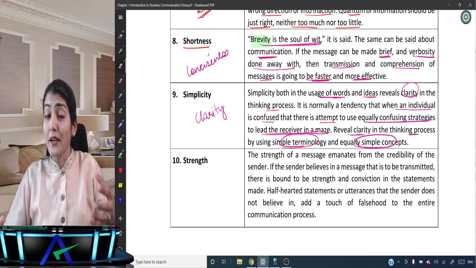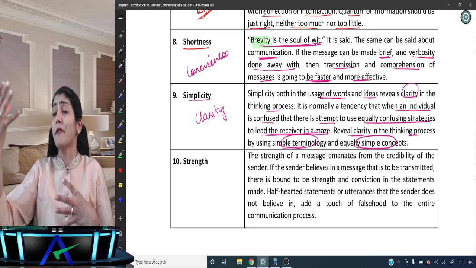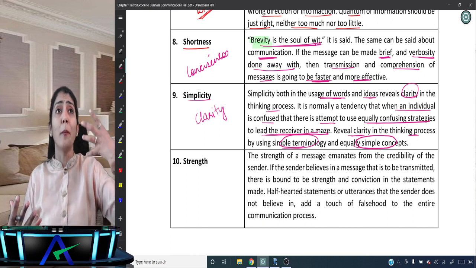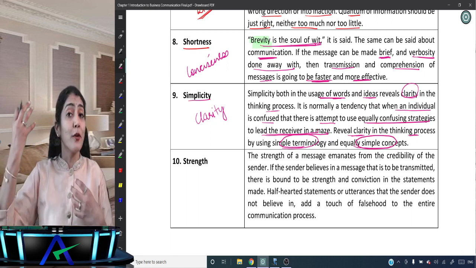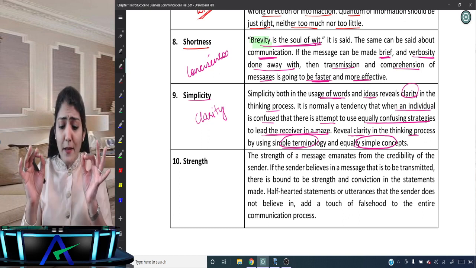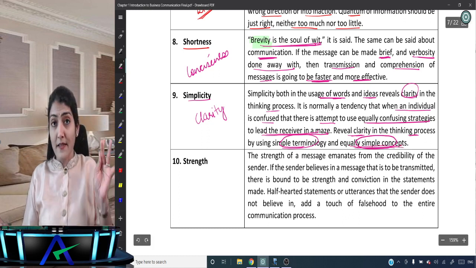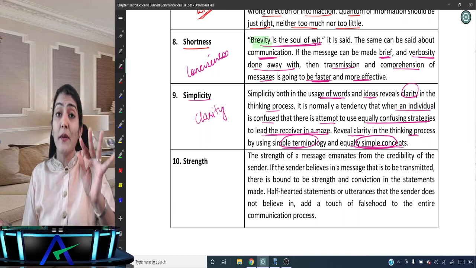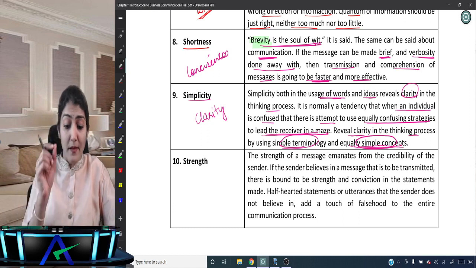Right? So that means what? There is a lot of simplicity. Not using high fundu words, not using very complicated language, not using such examples which are very difficult to correlate. Very simple. So easy to understand. Simple terminology and equally simple concepts. Right? So simplicity. So shortness, then simplicity.